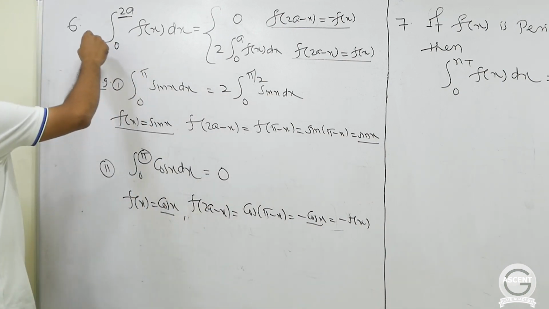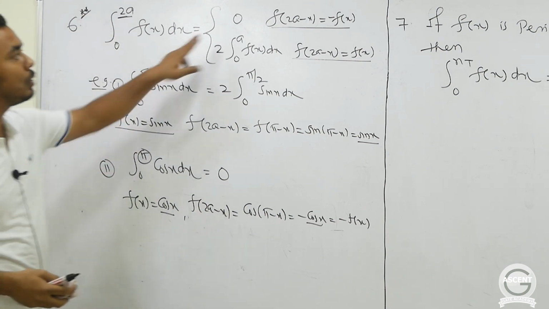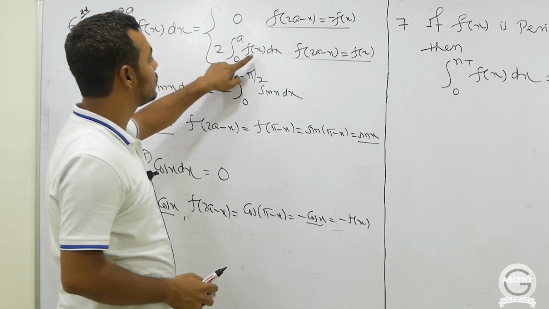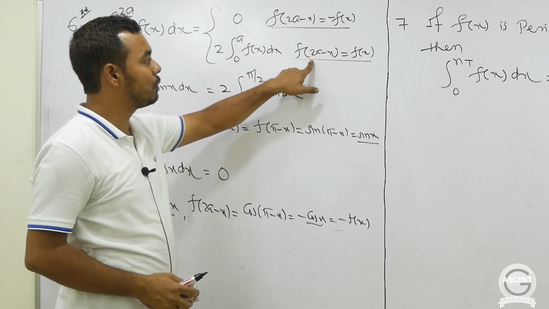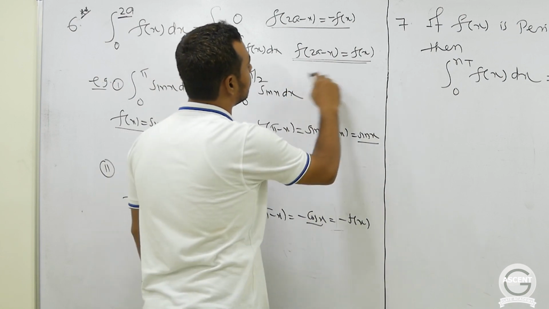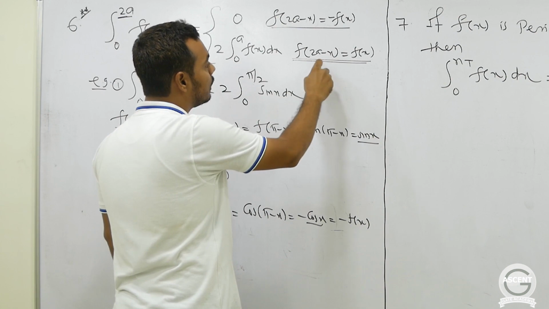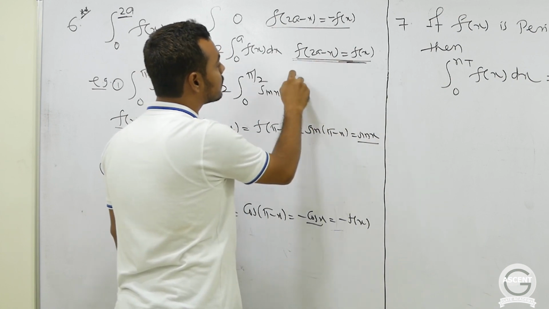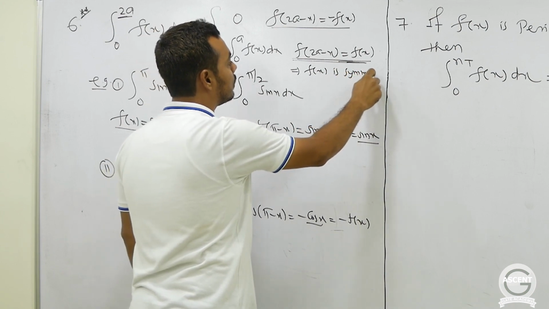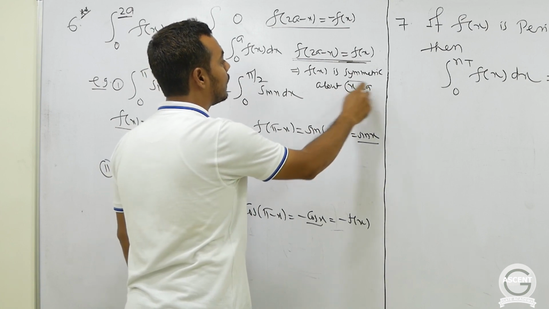Okay, so this is again an important property. The integral from 0 to 2a of f(x) dx will be 0 if f(2a - x) is -f(x), and this will be 2 times the integral from 0 to a of f(x) dx if f(2a - x) is f(x). We are not going into the details of why this is true. You can understand this simply: if f(2a - x) is f(x), this means the function is symmetric about the line x equals a.